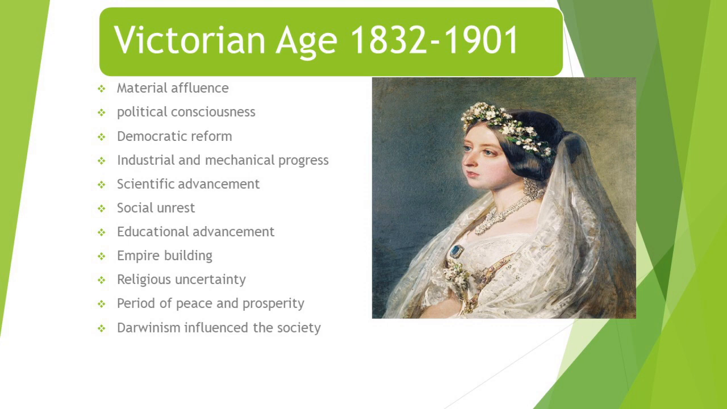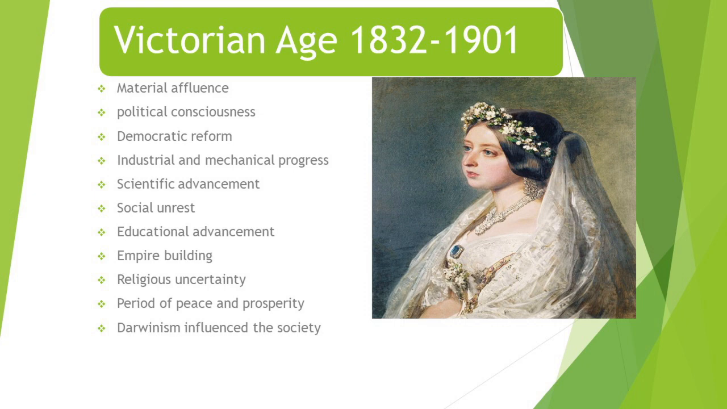Empire building was another feature, as there was so much development in the industrial sector, so they had extra production. That's why they needed raw material from other countries and they needed markets in other countries. So empire building was essential for them. Religious uncertainty: it was a period of religious uncertainty because Charles Darwin developed the theory, The Origin of Species. So people started believing in Darwinism, and some of them believed in religion that was followed traditionally, and it was the period of peace and prosperity.